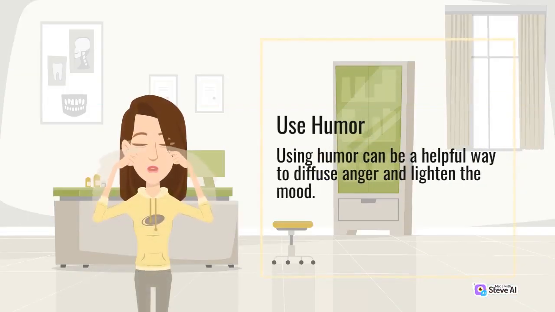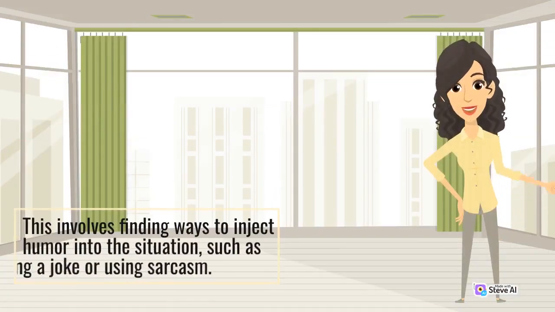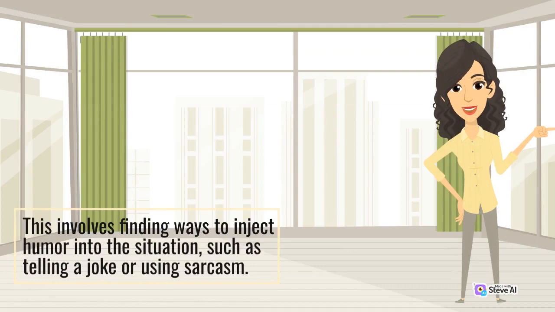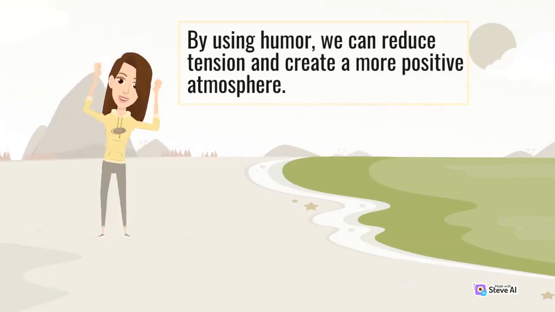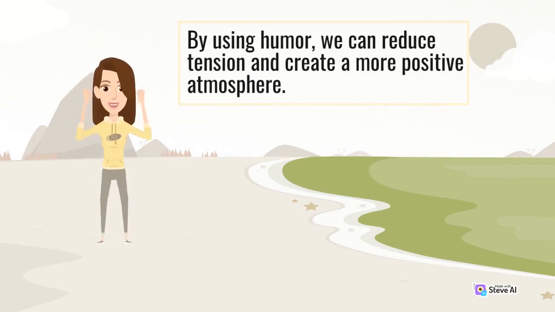Use humor. Using humor can be a helpful way to diffuse anger and lighten the mood. This involves finding ways to inject humor into the situation, such as telling a joke or using sarcasm. By using humor, we can reduce tension and create a more positive atmosphere.